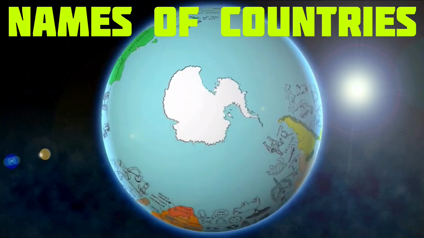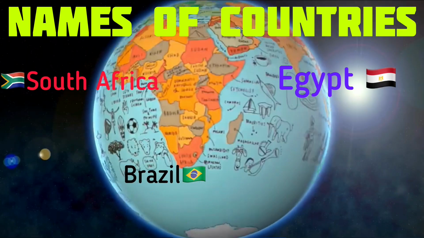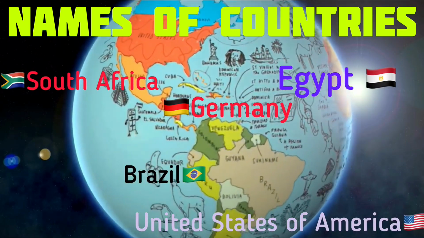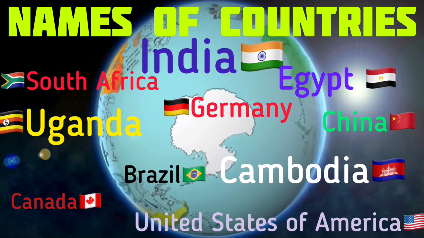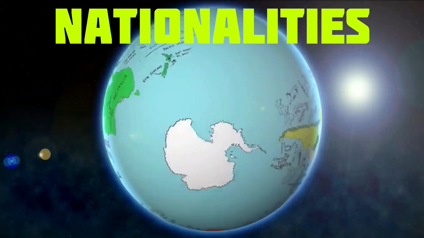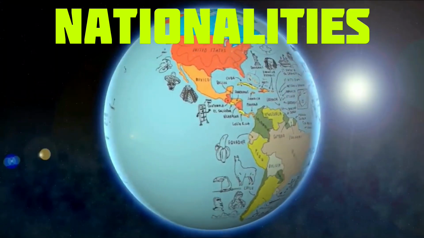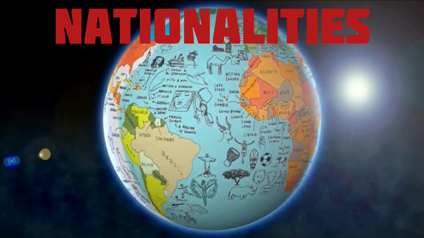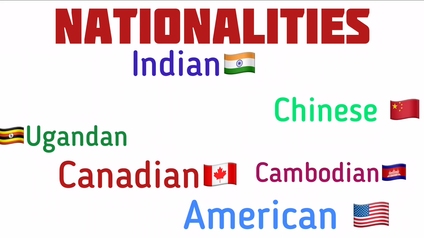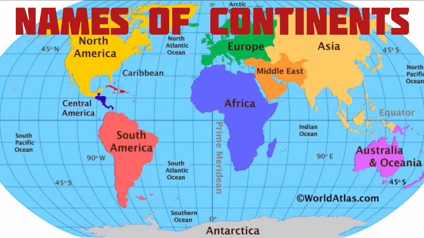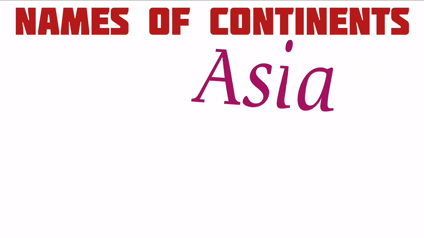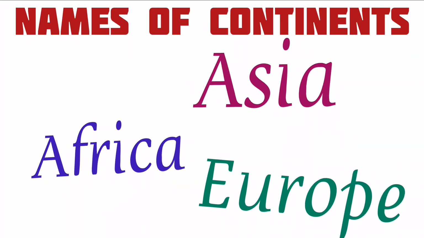The names of all the countries will always be capitalized. For example, India, Cambodia, Uganda. The nationalities of all the people all over the world will be capitalized too. For example, Chinese, American, Canadian. Names of all the continents will always be capitalized. For example, Asia, Africa, and Europe.